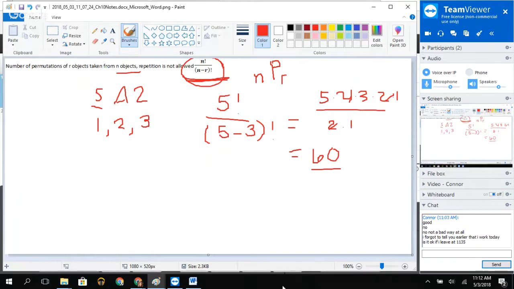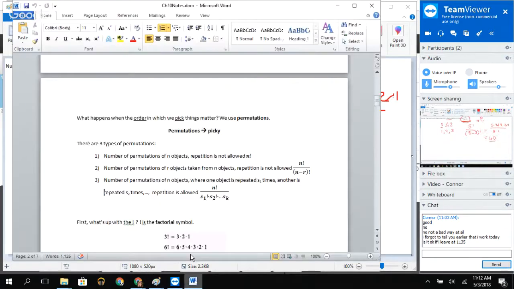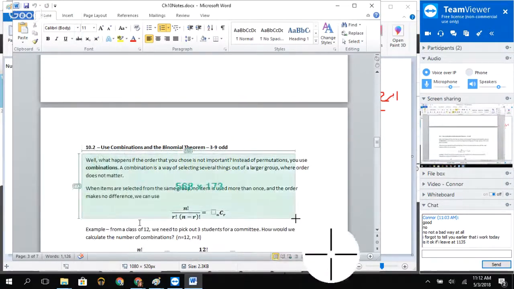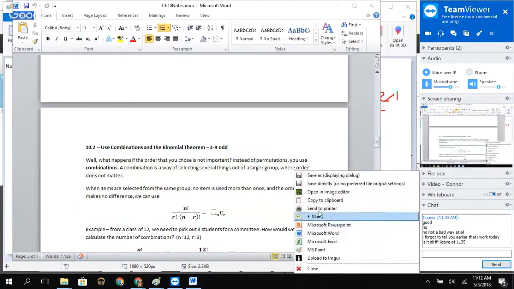So in your notes, it's on 10-2 right here. Okay, and you can see all those words are right there. So I'll pull this over.